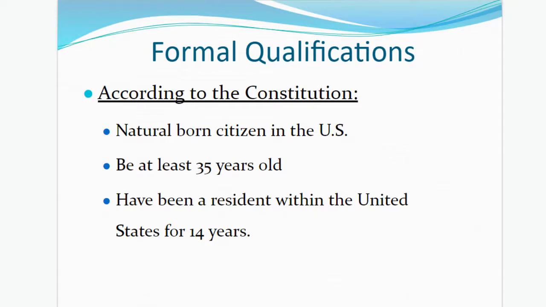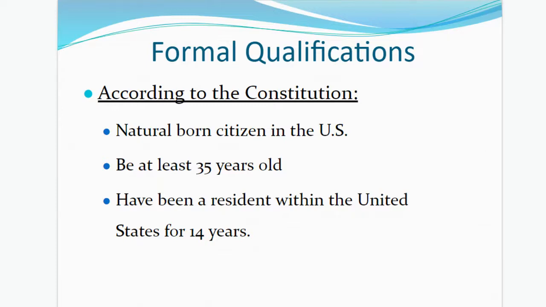So the first thing is the formal qualifications. According to the Constitution, the president has to be a natural-born citizen of the United States. He has to be at least 35 years old, and they must have resided in the United States for 14 years. And I said he, it's he or she. Obviously, we have a lot of female candidates who run for president as well. So those are the main qualifications. A lot stricter than the House of Representatives, and a little bit stricter than that of the Senate, especially with the whole idea of the 14 years.